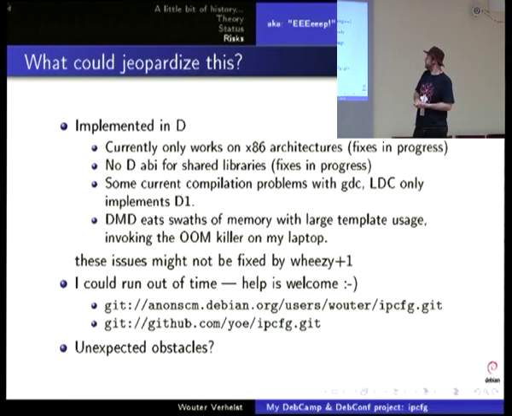Third point is some current compilation problems with GDC. GDC is the D compiler based on the GNU Compiler Collection. So it uses GCC as a backend, but uses the same front end as DMD, which is the original D implementation. But DMD itself is proprietary, so it's not in Debian. There are some bugs in GDC 4.6, which is the first version of GDC which supports D2.